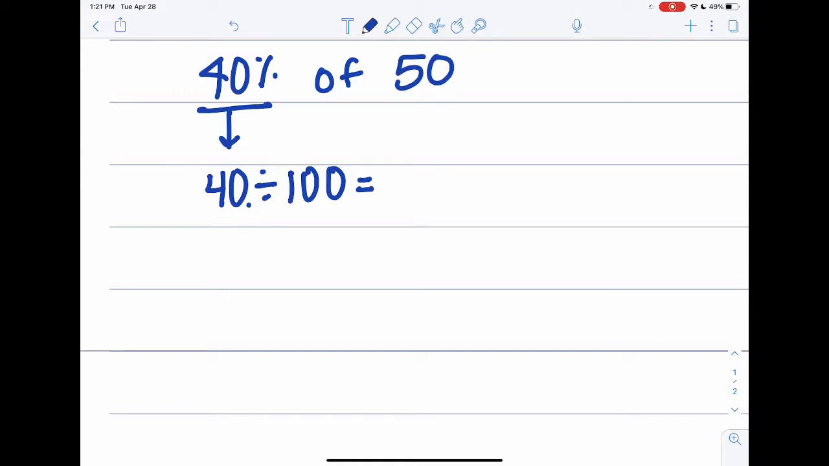Okay? If that doesn't make sense, just go ahead and put 40 divided by 100 in your calculator. And you're going to get that that's equal to 0.4. And now I can multiply. So I'm going to multiply 0.4 times 50. You can go ahead and use the calculator once more, and you get that this is equal to 20.